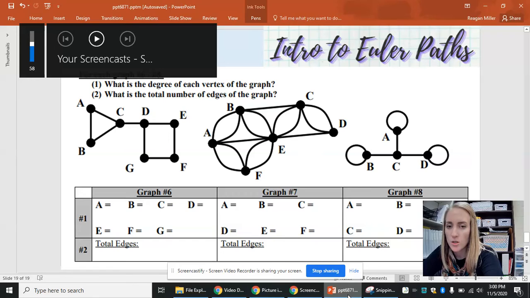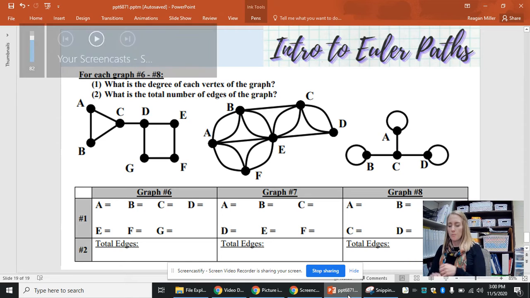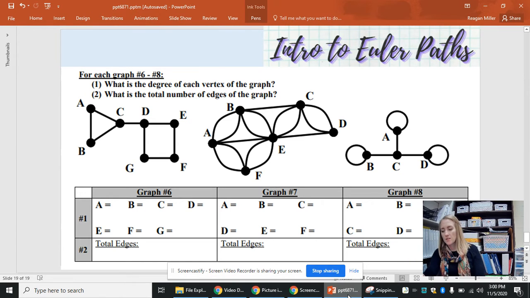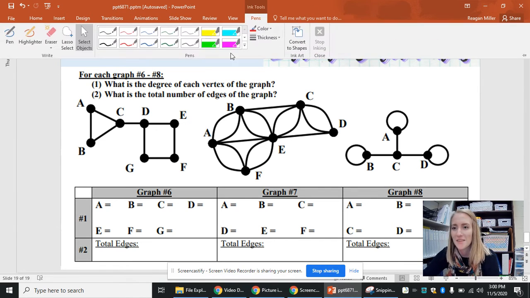Hey y'all, I want to review what we learned in class today. We finally went over Euler paths and circuits. Sometimes Mr. Dietz calls them Euler. They mean the same thing, whatever you want to call them. So we have some examples here of graphs to look at. So this is 6, 7, and 8.